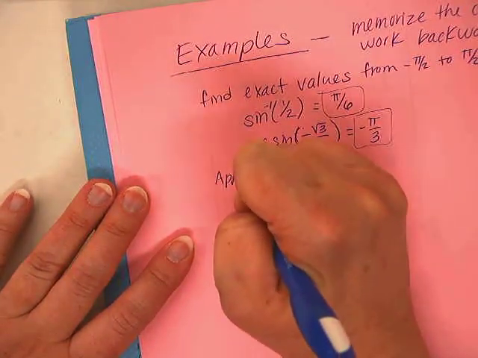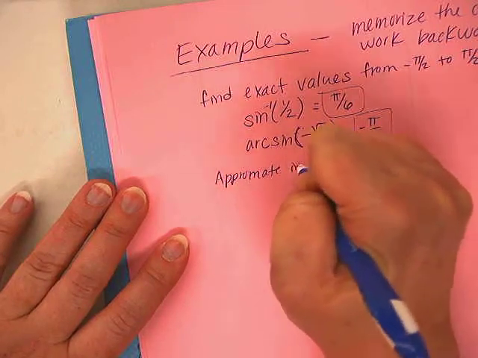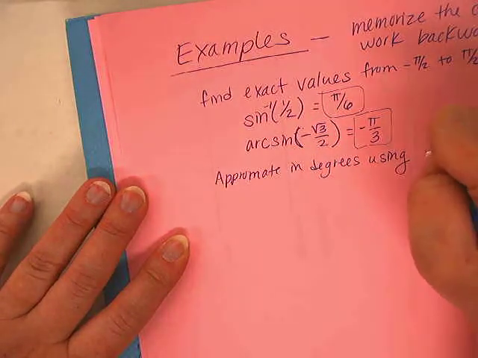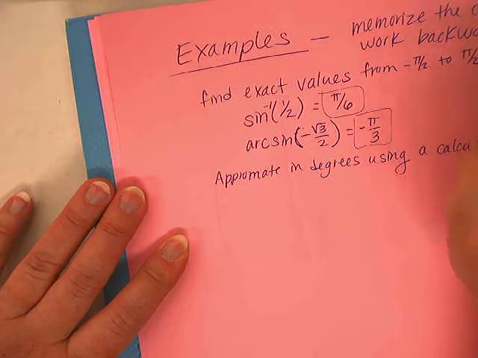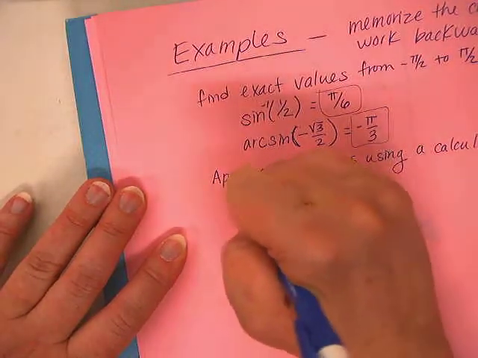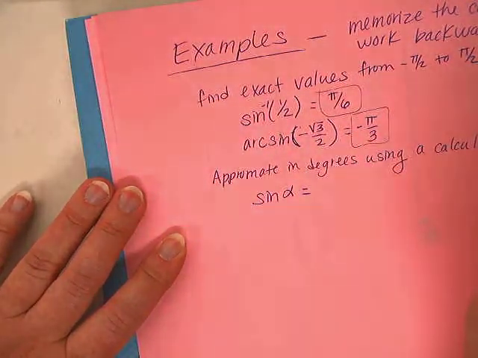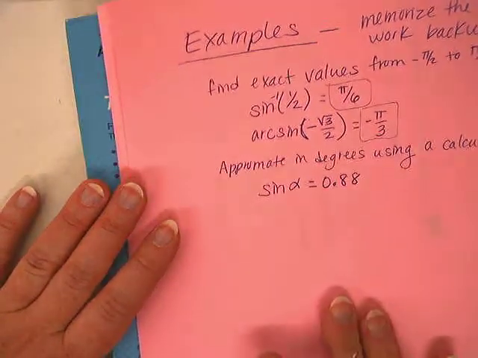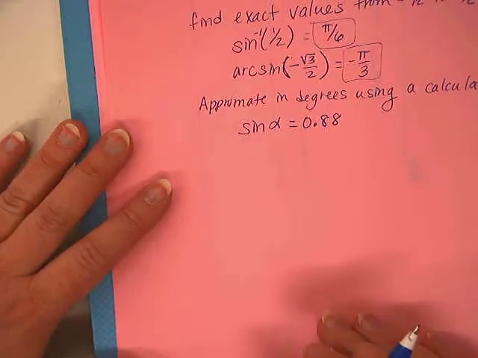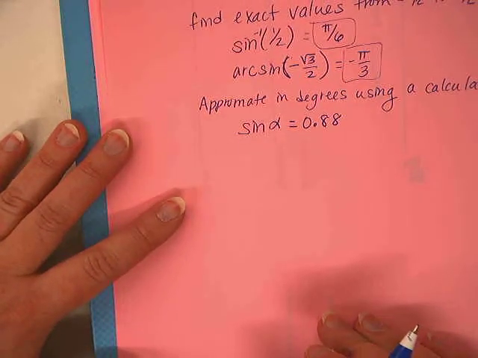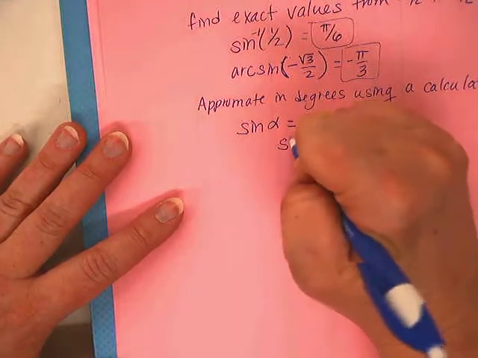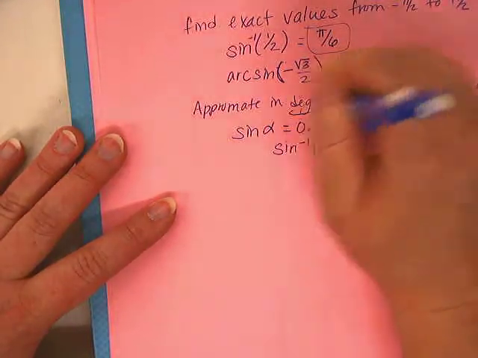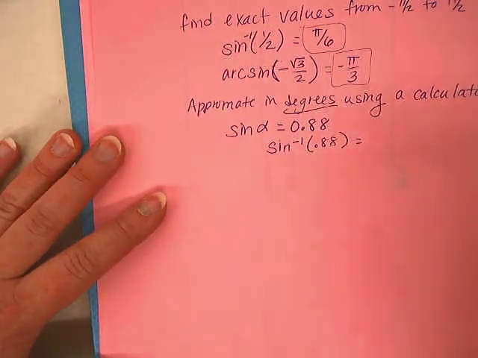Yeah. Okay, now let's use a calculator. Approximate in degrees using a calculator. You did this in section 1.5 and on your last test. So if I ask you to find alpha if the sine of alpha is 0.88, what does that mean you're going to do in your calculator to find that answer? Yeah, so you would use the calculator to do the inverse sine of 0.88.